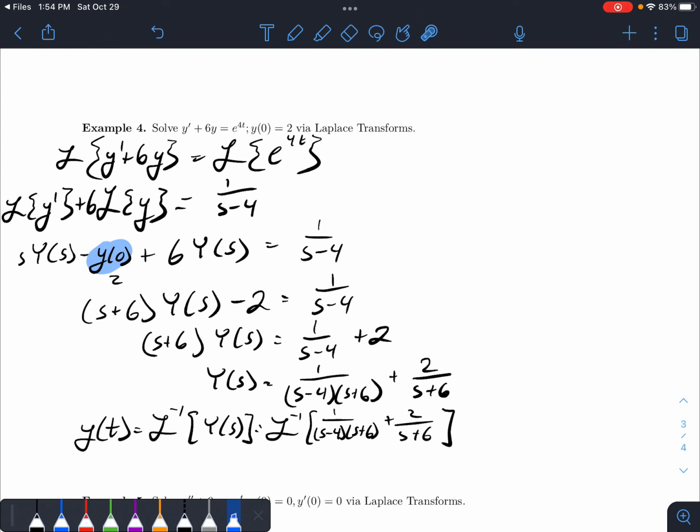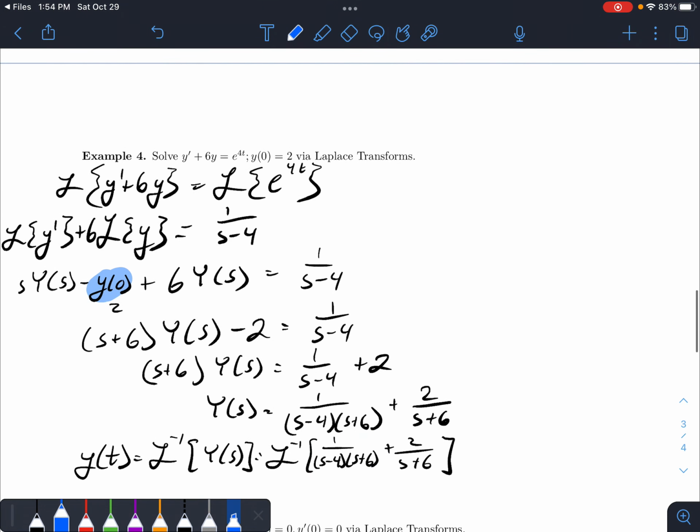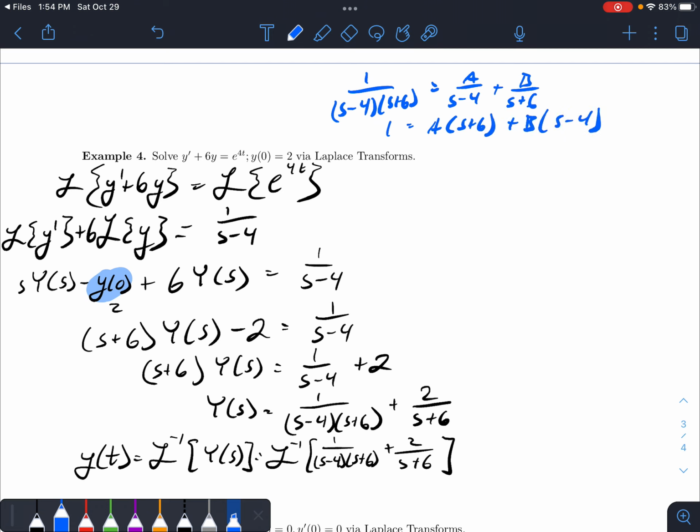And so now we want to take this right-hand side and split it up into a bunch of things that we know the inverse Laplace transform of. So we'll have to do partial fractions on this. Let's do that up here. 1 over (s minus 4)(s plus 6) is equal to A over s minus 4 plus B over s plus 6. So 1 is equal to A times (s plus 6) plus B times (s minus 4).